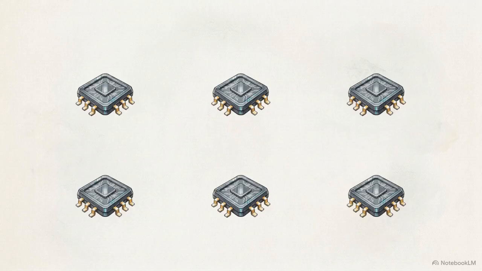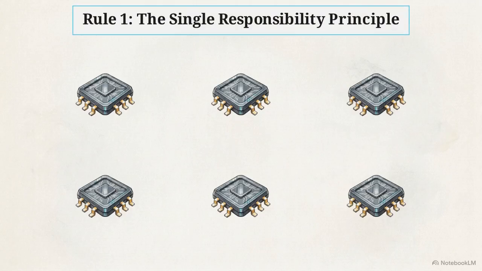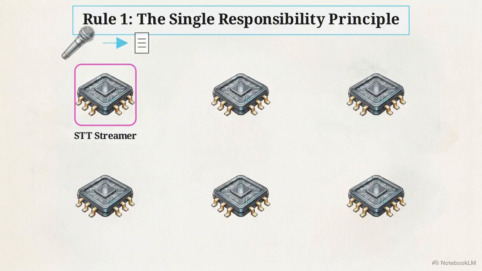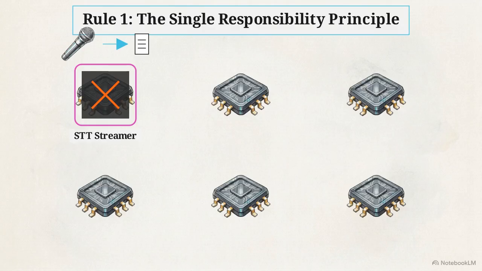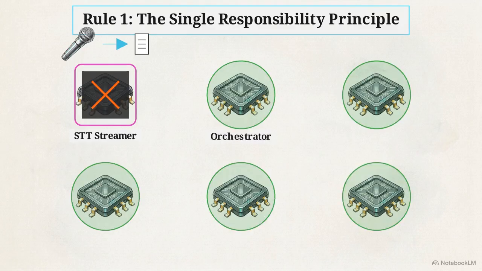This design operates on Rule 1, the single responsibility principle. Every service is narrowly scoped to manage exactly one business capability. Take our STT streamer node. Its only job is to handle real-time speech-to-text conversion. It does nothing else. This strict scope provides essential fault isolation. If a malformed stream crashes a worker, the damage is contained. Adjacent services, like the orchestrator, continue processing calls without interruption.